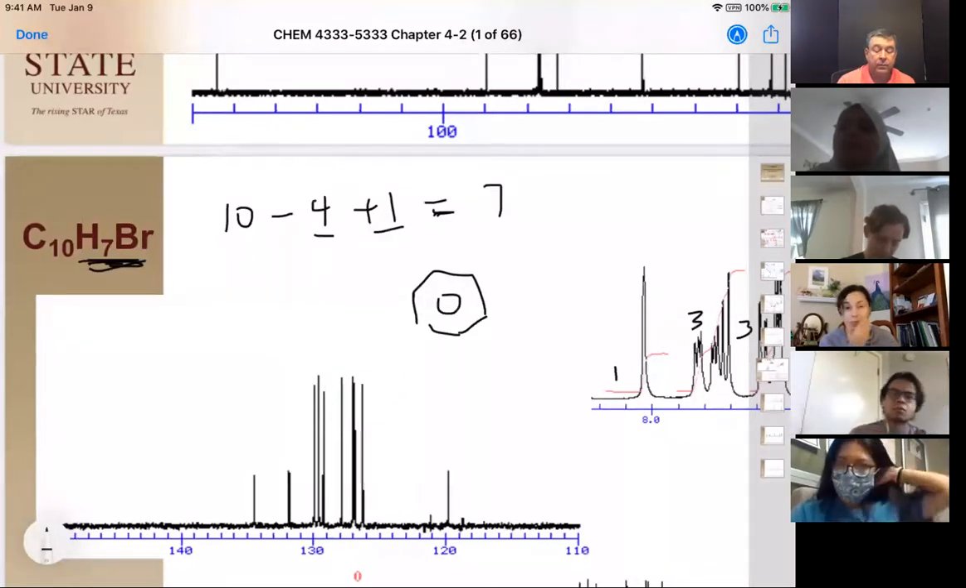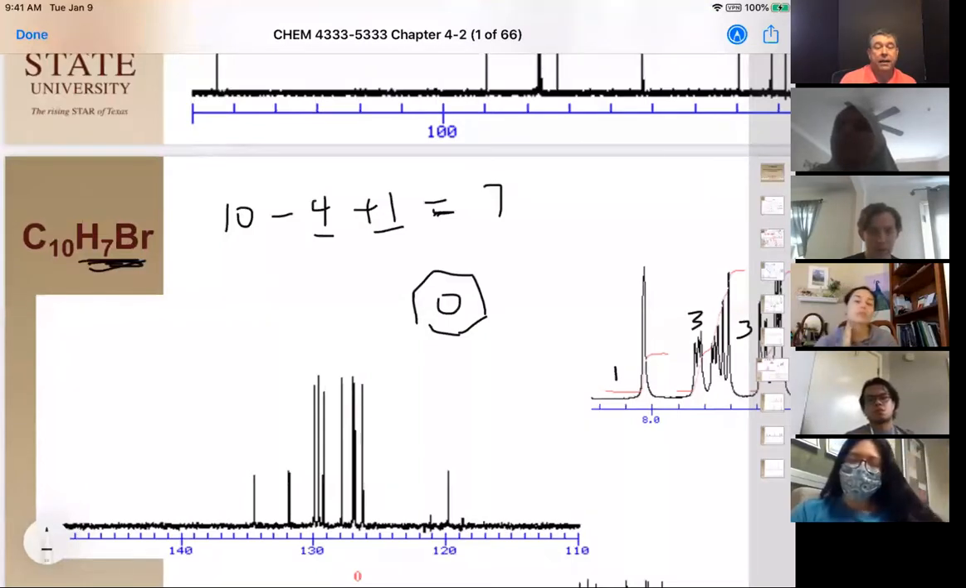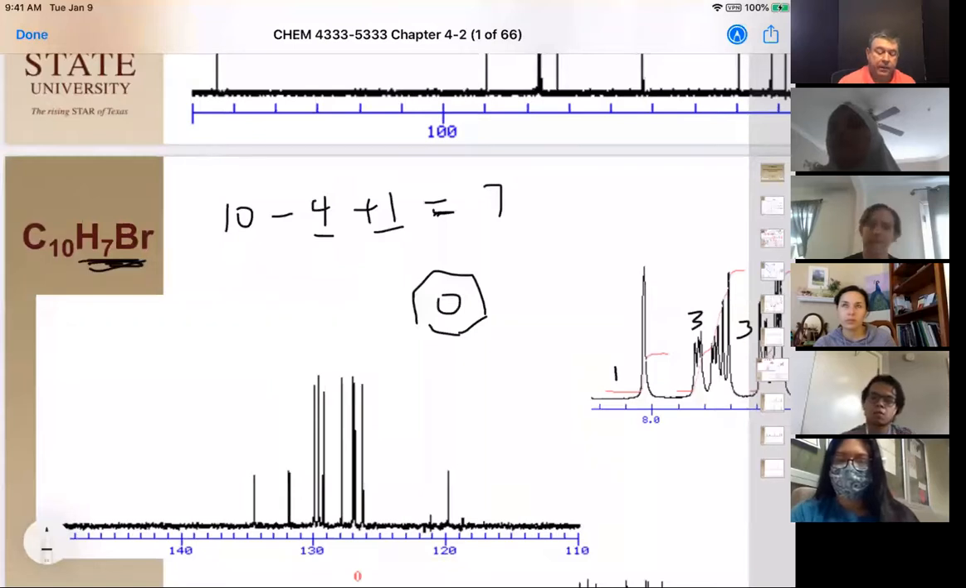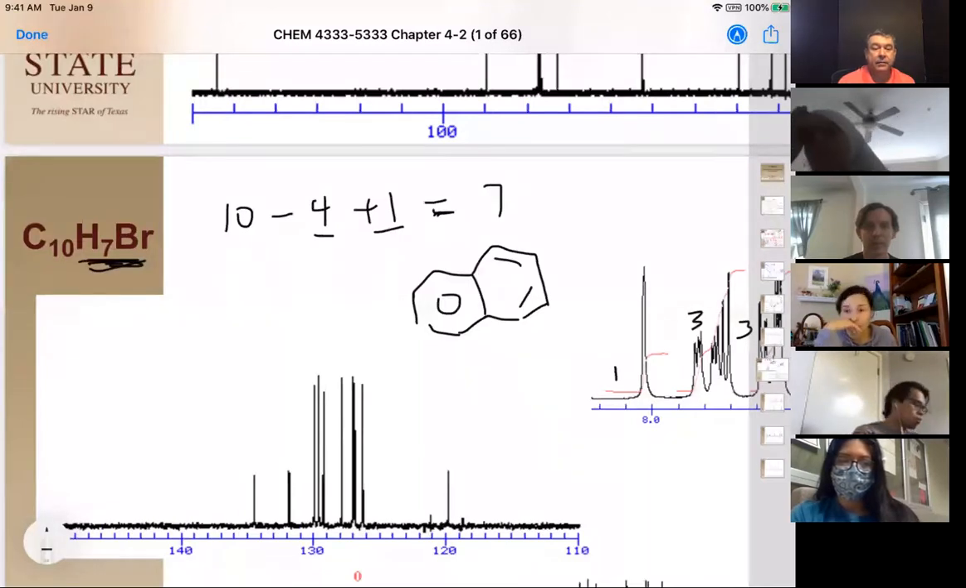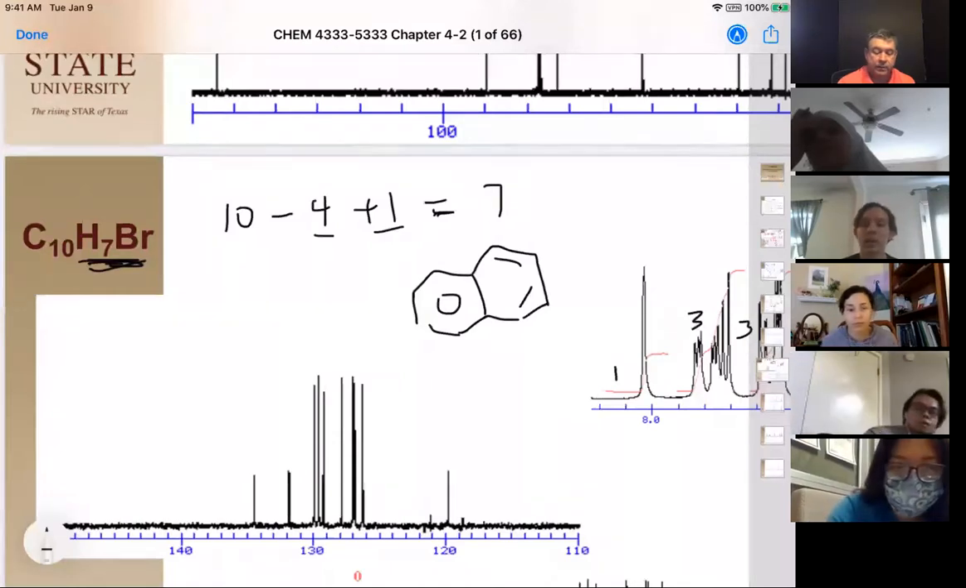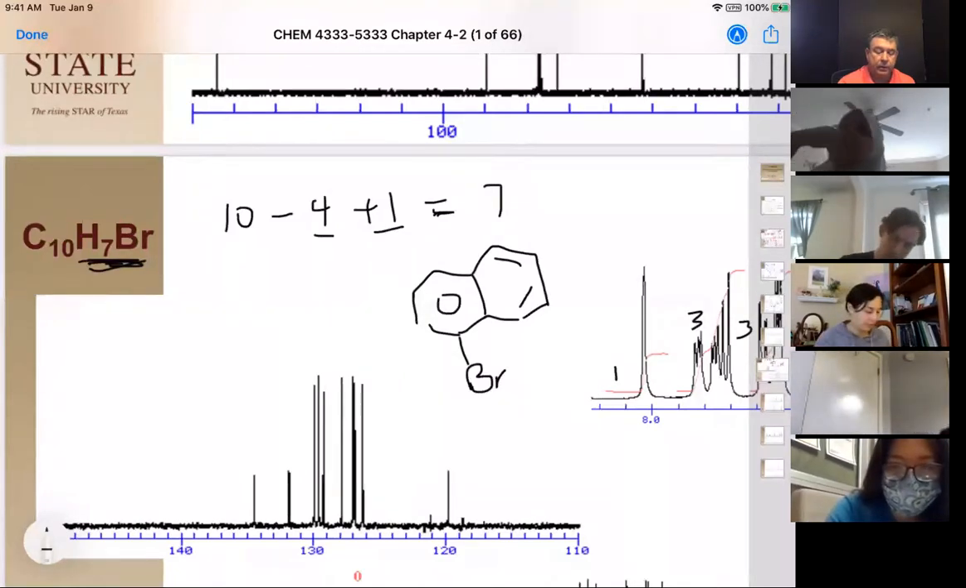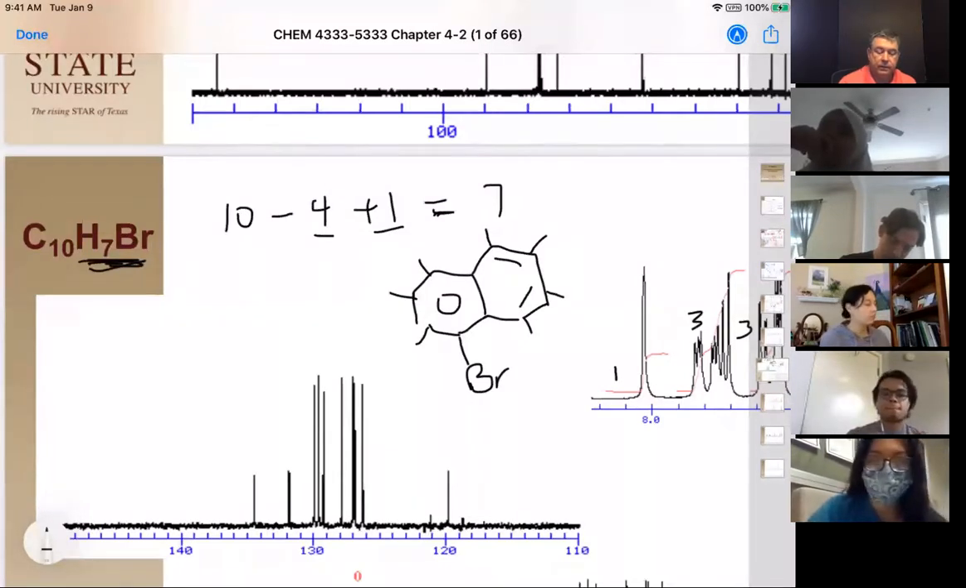Okay, so first thing when you think of, I have 10 carbons, I have a hydrogen deficiency of 7. The first thing I would think of is this, right here, because that is going to give us a bunch of aromatic peaks. And if we substitute any one of these with bromine, we're going to have 1, 2, 3, 4, 5, 6, 7 hydrogens. And we have a double fused ring, which is a naphthalene. Okay, good. Somebody else got 7. All right. So I'm thinking it's a naphthalene of some sort.